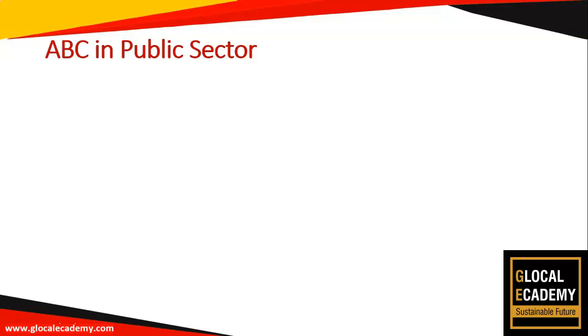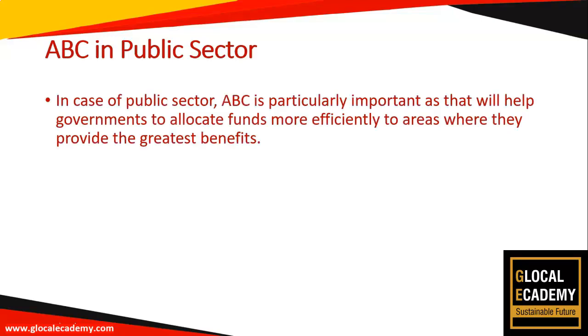So let's understand something about activity-based costing in the public sector. In the case of the public sector, ABC is particularly important as it will help governments to allocate funds more efficiently to areas where they provide the greatest benefits. Remember that activity-based costing allocates cost, and in the case of the public sector, allocates funds to different provinces or counties on the basis of activities. So those areas where more activities are required, the government should be allocating more funds.